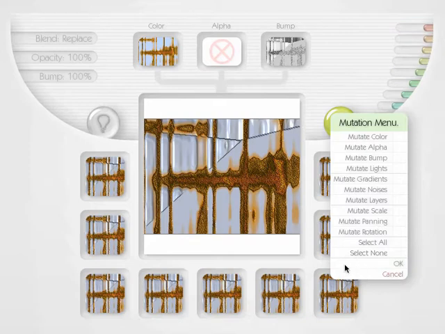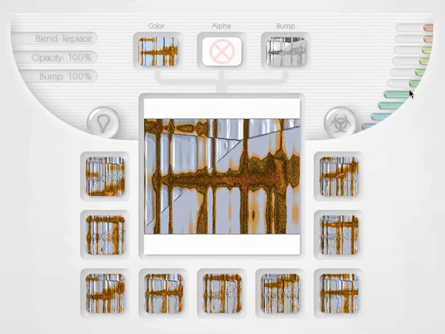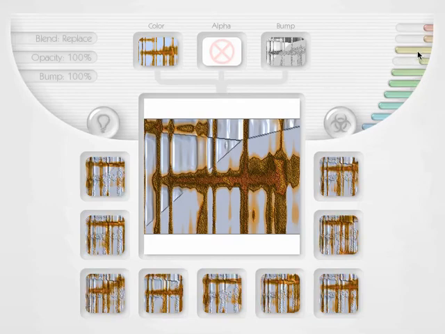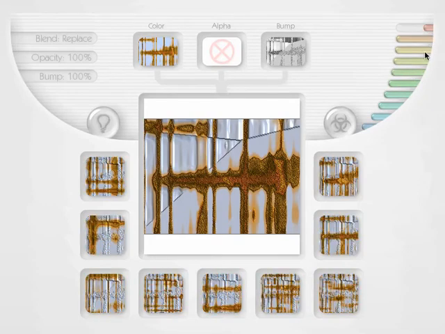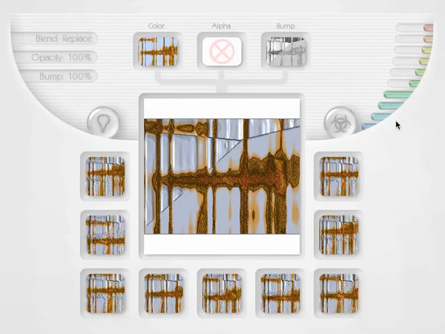Now, instead of having all of the properties turned off or all of the properties turned on, I can choose to mutate just a few of the properties. For instance, I can choose mutate color and mutate scale, click OK, and then when I click on my mutate sliders, you'll see that only a few properties are mutating.